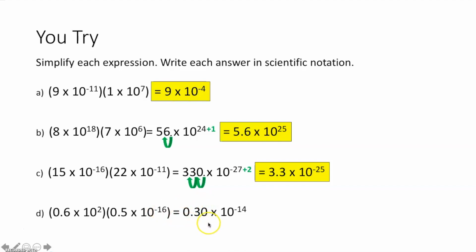We need to convert it so it's in scientific notation. So we take this number out front, put it between 1 and 10. So we have to move the decimal place 1 place to the right, actually, this time. And when you move 1 place to the right, you actually subtract 1 from your exponent here. So this becomes 3 times 10 to the negative 15th power.